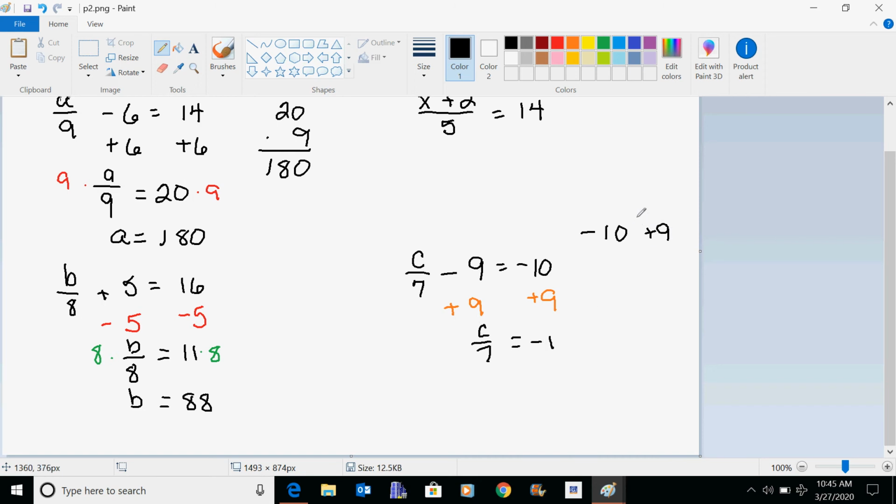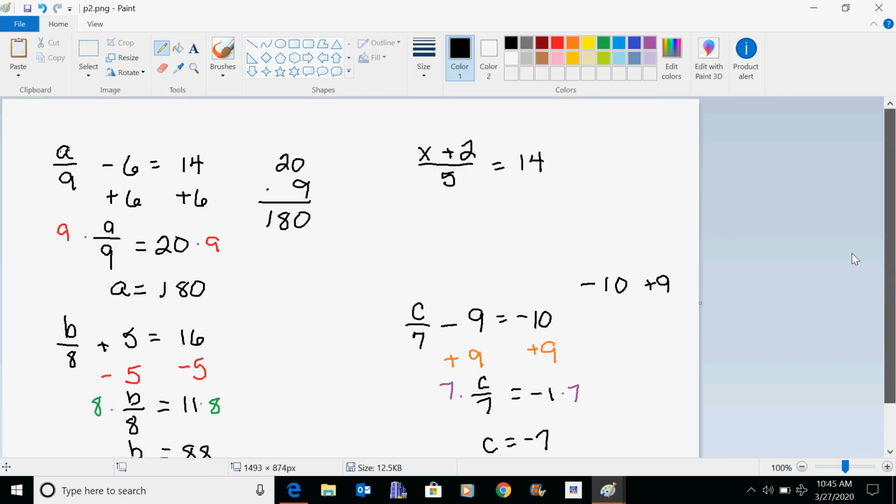You can imagine on your number line negative 10 and coming up back towards 0, 9, and you end up with negative 1. And then multiply both sides times 7. And that'll give us c equals negative 7, because negative times positive is negative.